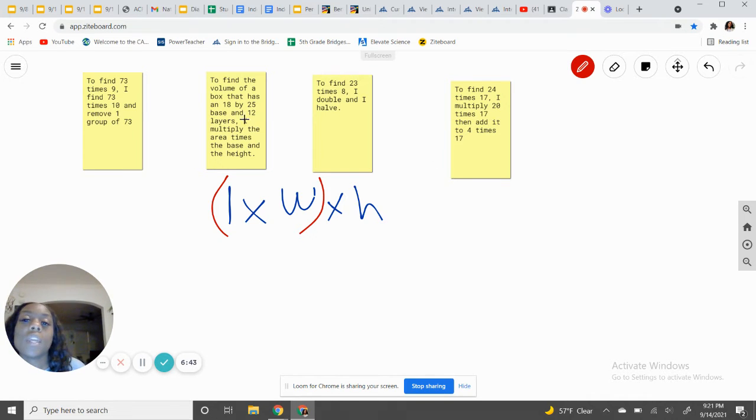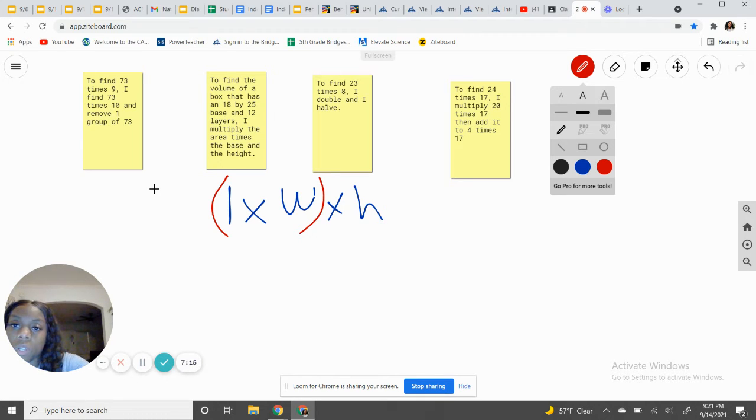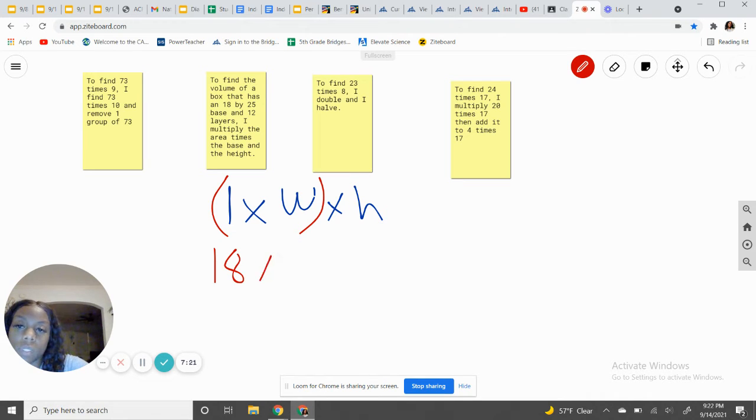Let's look up here again at 1B at the verbiage. They are saying to find the volume of a box that has an 18 by 25 base, or an 18 times 25 base. So what am I going to do? I am going to substitute this L and this W for 18 and 25. And I think I'm going to keep it like that. 18 and 25.